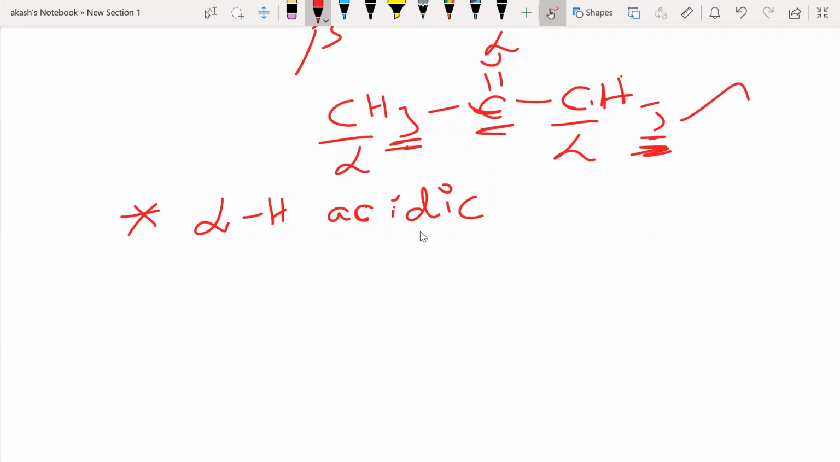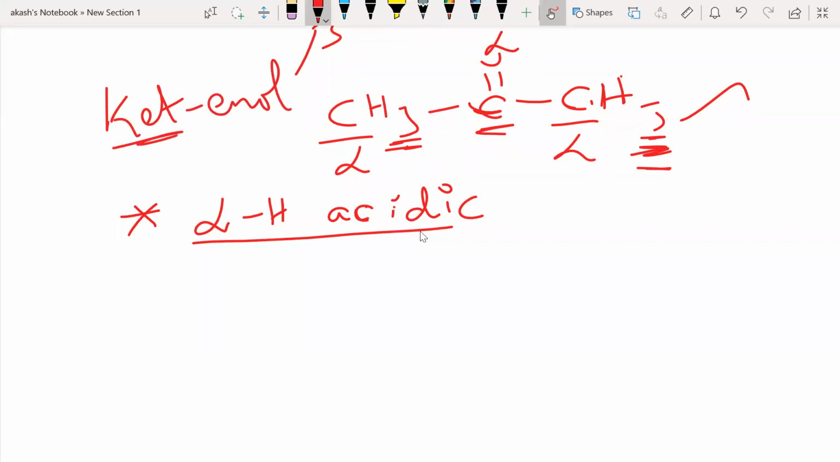But anyway, what you have to understand is the role of alpha hydrogens here. These alpha hydrogens, only in aldehydes and ketones. Please be very careful, not all alpha hydrogens. We're talking about keto-enol tautomerism, guys. So I'm talking about the keto forms or aldehyde forms. Those alpha hydrogens are acidic, which means they can come out as H plus.